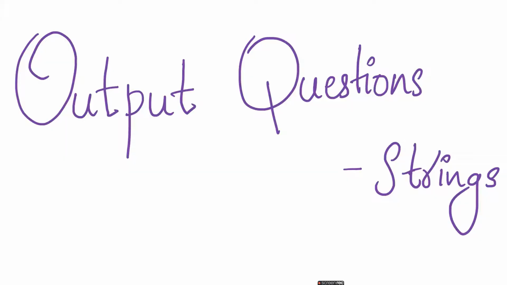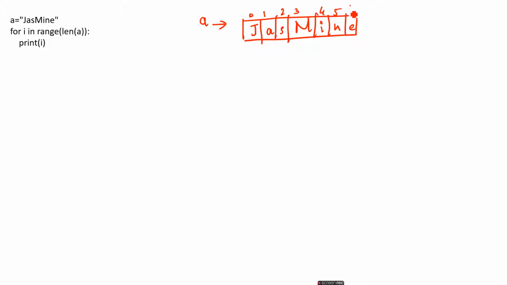In this video, we can try some output questions related to string. So the first question, A is a variable that refers to the value Jasmine. So A is having a string. So we have to represent the string inside a box like this. And we have to give the index value. Forward indexing we can give 0, 1, 2, 3, 4, 5, 6.